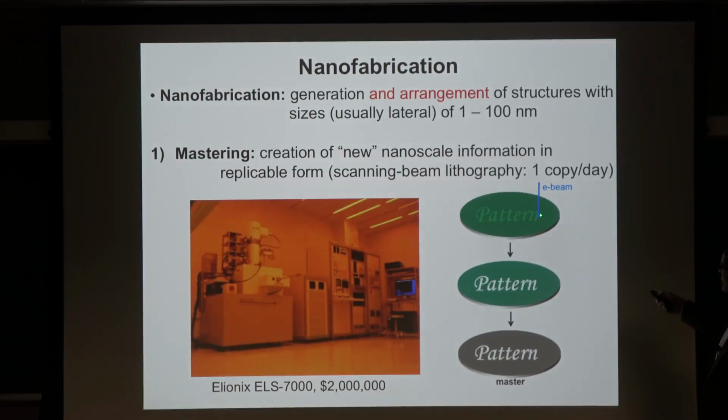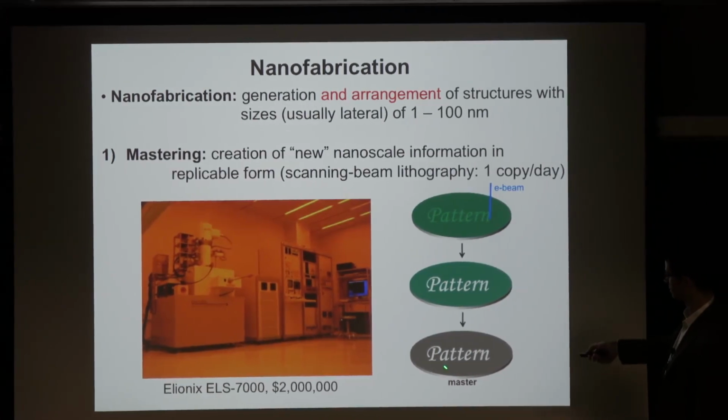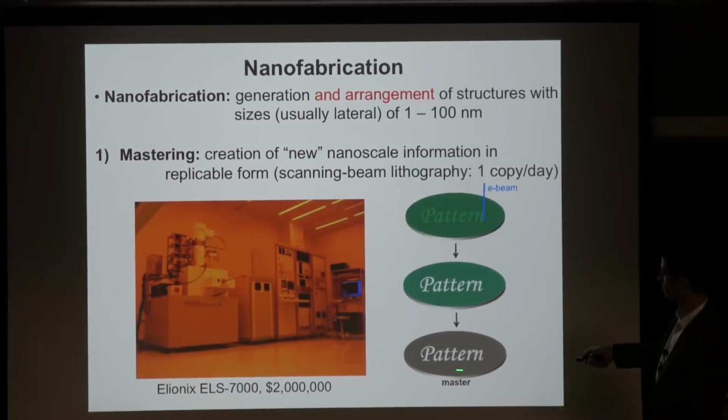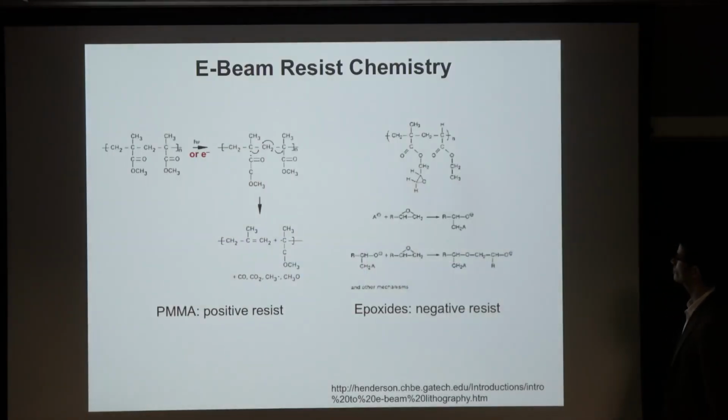The electron beam comes in and it makes this pattern soluble where it impinges on this E-beam resist film. Then you wash away where it says pattern, and then maybe you etch the master. Say this is a chromium film on a quartz substrate. This could be used as the photomask in photolithography.